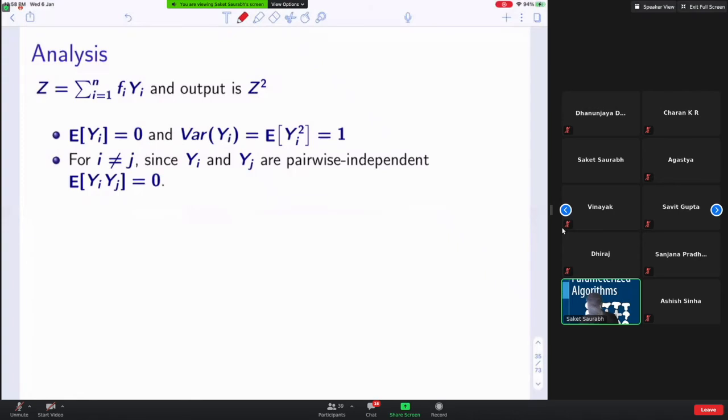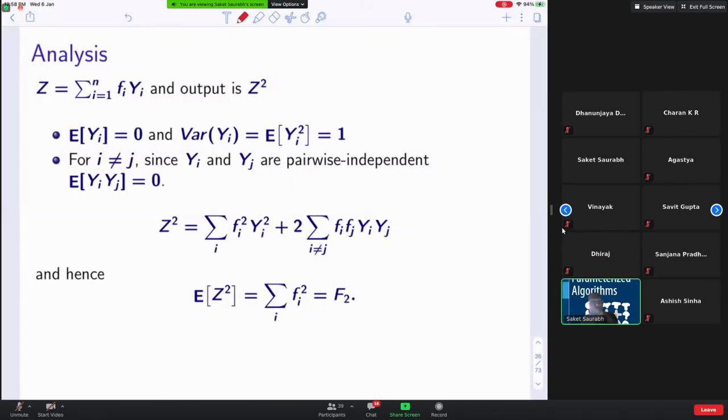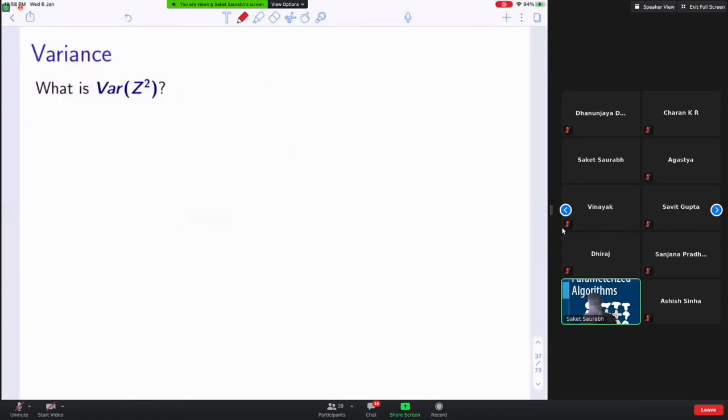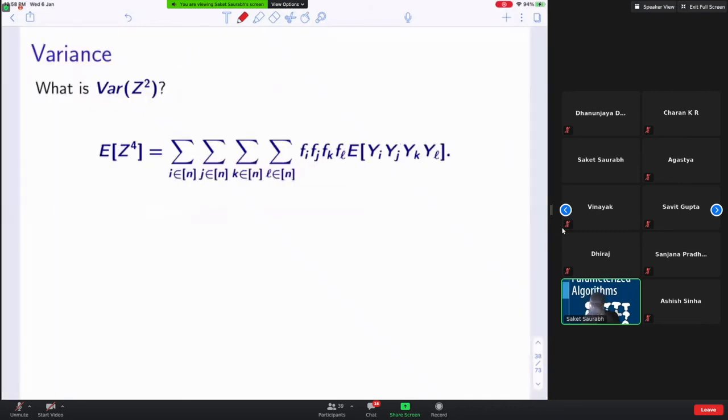Whatever I just computed, it's all there. What about the variance of Z squared? This also we need to compute, no? So I will walk you through this a little bit. I don't feel like writing so much. But let's see. I'm going to write the expectation of Z to the 4. I'm not going to group them, but just go over i, j, k, l and think of this like f_i, f_j, f_k, f_l, expectation of Y_i, Y_j, Y_k, Y_l. Is this fine?